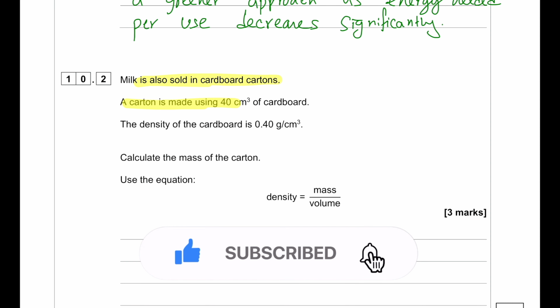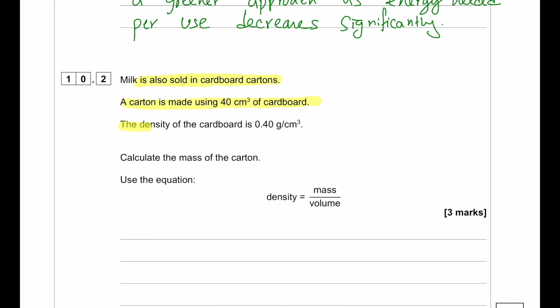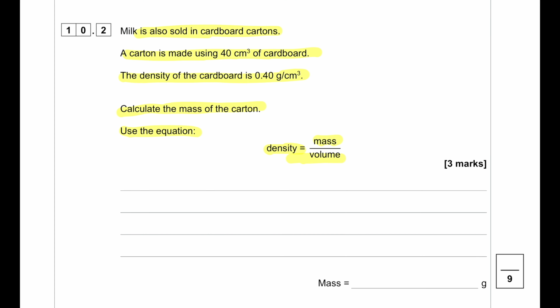A carton is made using 40 cm³ of cardboard. The density of the cardboard is 0.4 gram per cm³. Calculate the mass of the carton. Use the equation density equals mass divided by volume. We know that mass is equal to density times volume. So mass is 0.4 gram per cm³ multiplied by 40, which equals 16 grams.